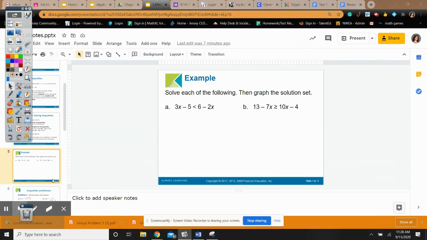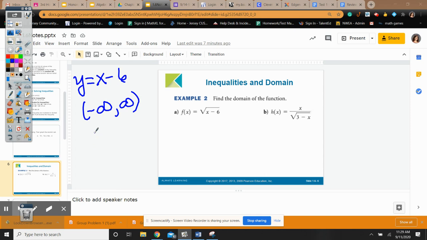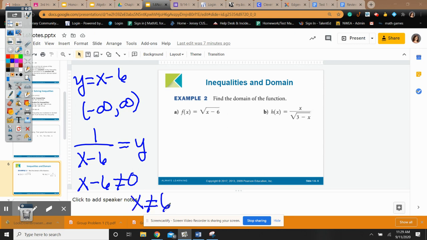We do use inequality sometimes when we're talking about domain. Remember when we talked about certain things have risk factors for domain. If the equation was just y equals x minus 6, there's not a risk factor. The domain would be -infinity to +infinity. But on our last quiz, we said if it was 1 over x minus 6, we would have a risk factor because you can't divide by 0.